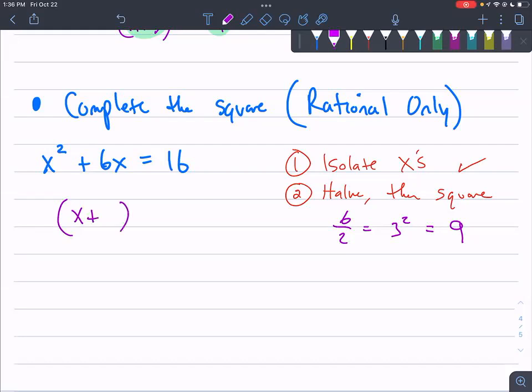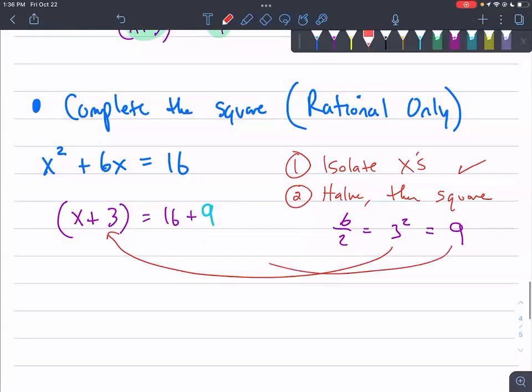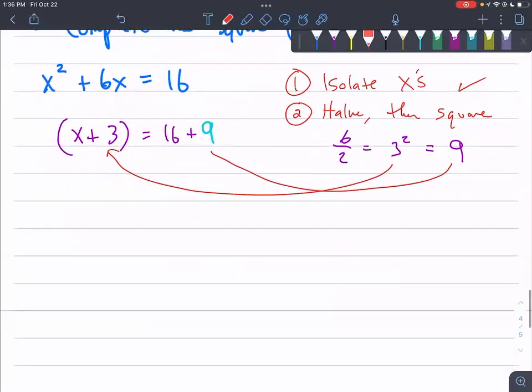X plus what? I think I heard somebody say x plus 3. We just want the half number to go in there. So the half number inside the parentheses, oh, that should be squared, by the way. Half number in the parentheses squared. On the right, we're adding the 9.